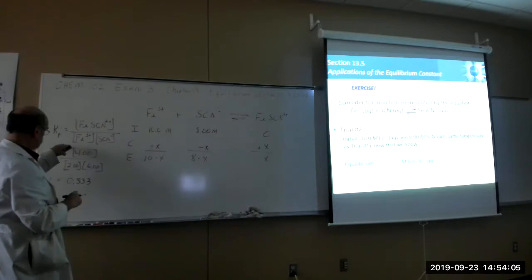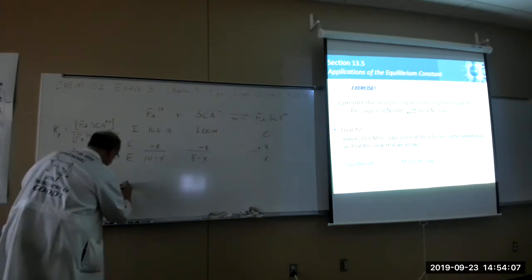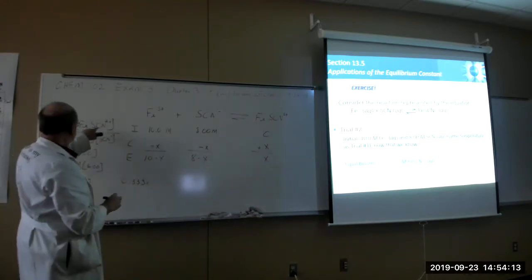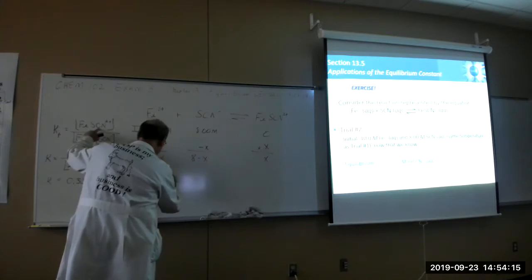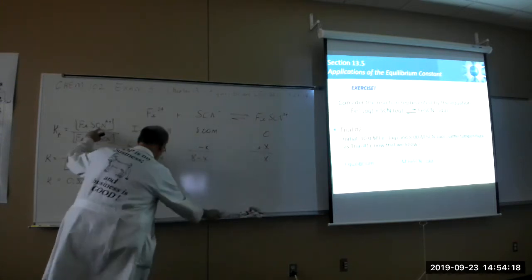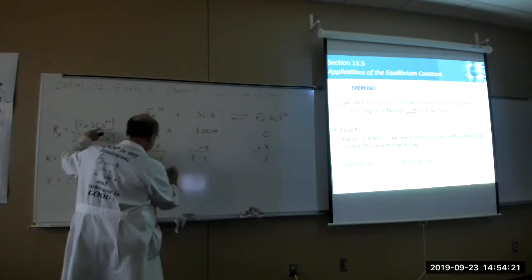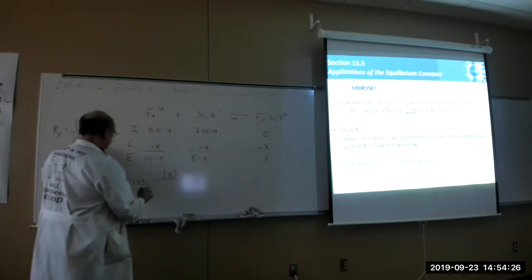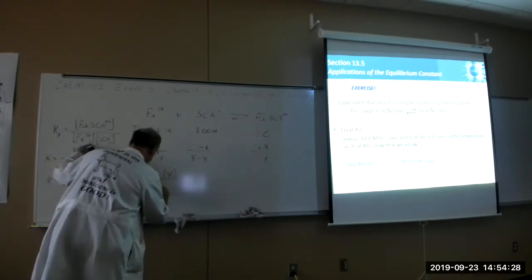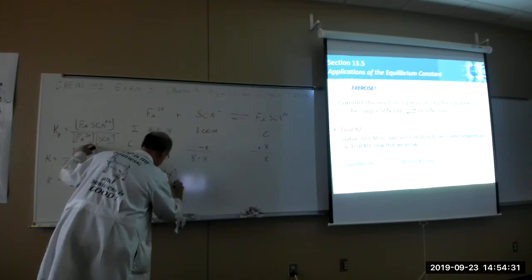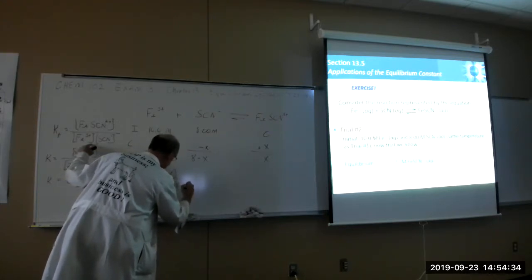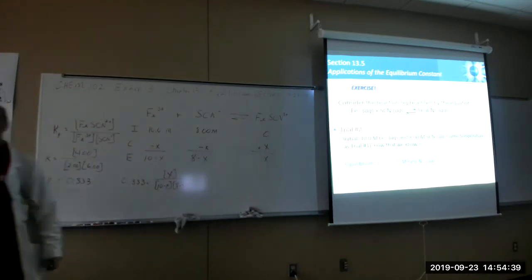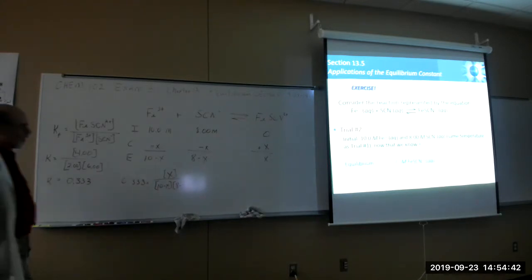So with our expression, we can say this 0.33 is equal to this value, that value, excuse me, product: X on top divided by this one times this one. Okay, so now we have an equation in one unknown, and we can solve for X.